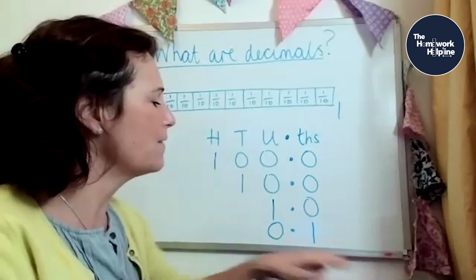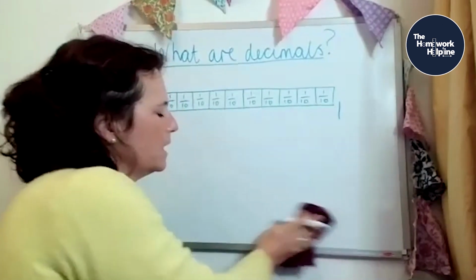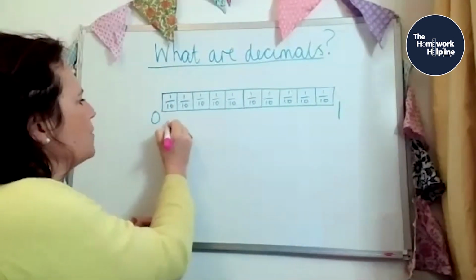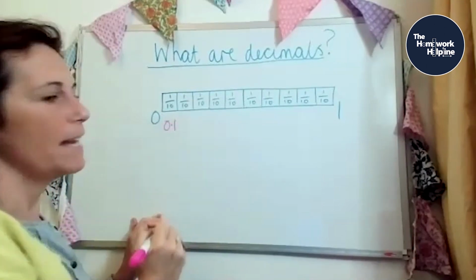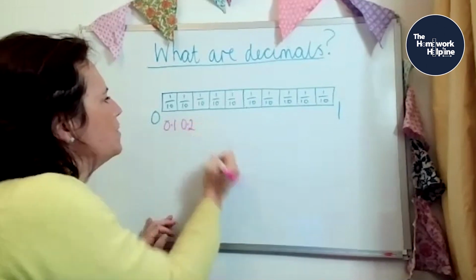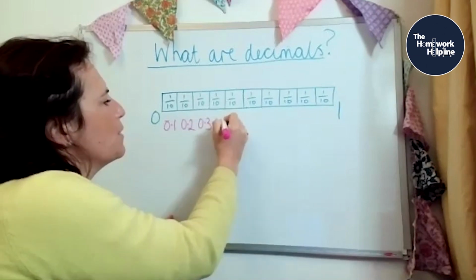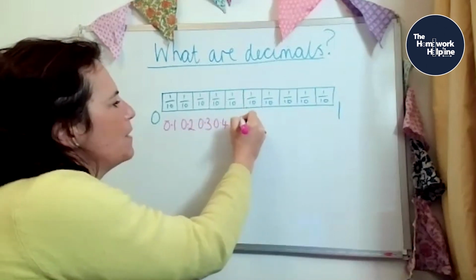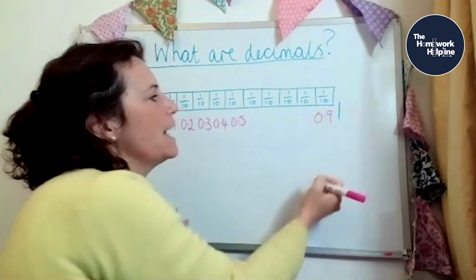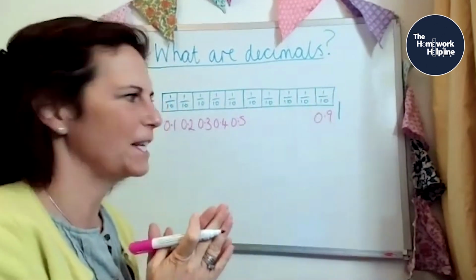So let's have a look at these tenths in a little bit more detail. If I have 1/10, that would be 0.1. If I have 2/10, then that will be 0.2. 3/10 would be 0.3, 0.4, 0.5, and so on, all the way up to 0.9, and then we hit our unit, which is 1.